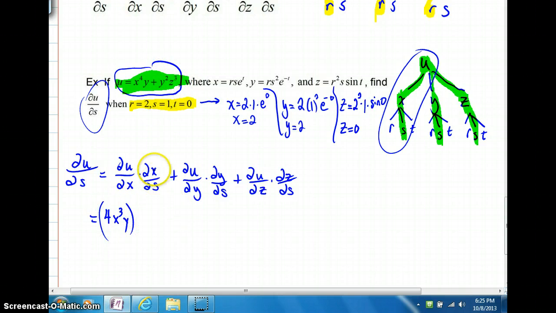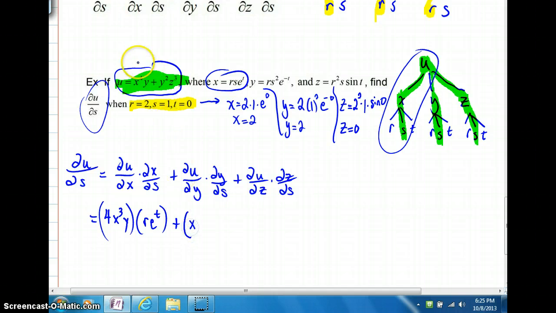Let's take the derivative of x with respect to s. Well, x is r s e to the t. The derivative of s is just a 1. Treating these others as constants, we'd have r times e to the t. Let's move on and go back to our original equation, taking the derivative of u with respect to y.